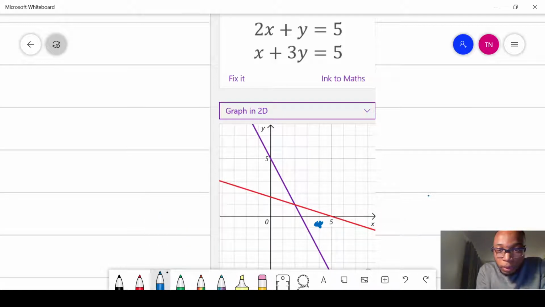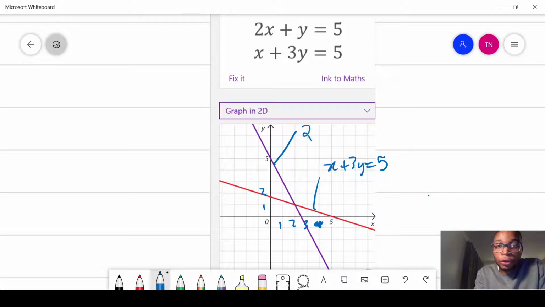Okay. Then this would be 3. This would be 2. And this would be 1. And this here would be 1. And that would be 2. And this lower equation here is the equation of x plus 3y equals 5.